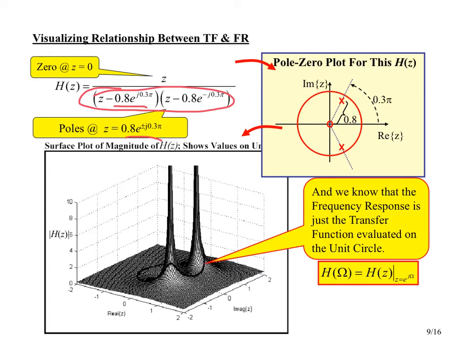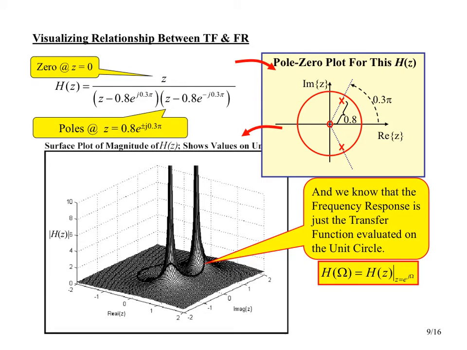So we have poles that are at 0.8 magnitude out from the origin and at an angle of plus or minus 0.3 pi. So one is up there and the other one is down there. So that defines where our two poles are.